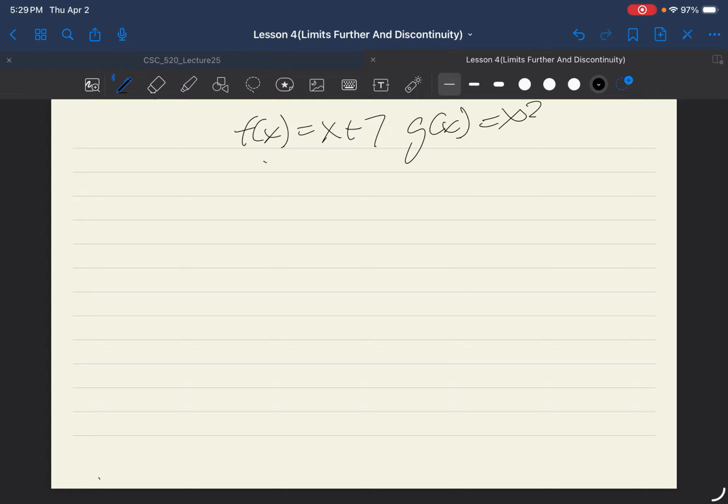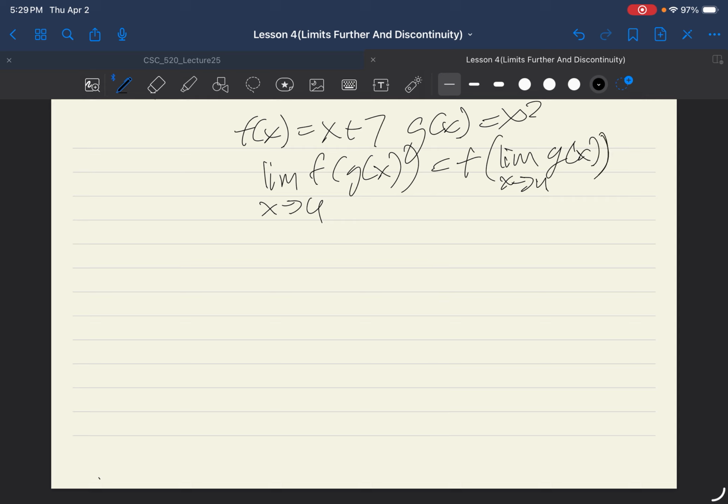Let's try to find the limit as x approaches 4 of f of g of x. Now, you remember what we do here? We have to do f of the limit as x approaches 4 of g of x. And since we know that the limit as x approaches 4 of g of x is going to be 16, because you just plug in 4 squared for that, we can assume it's f of 16. And then we know that 16 plus 7 is going to be 23. So that's the answer.